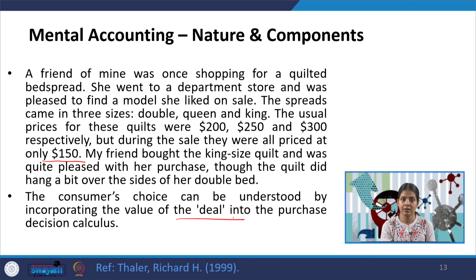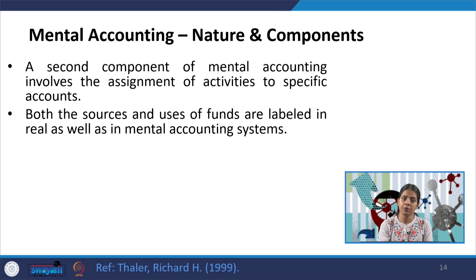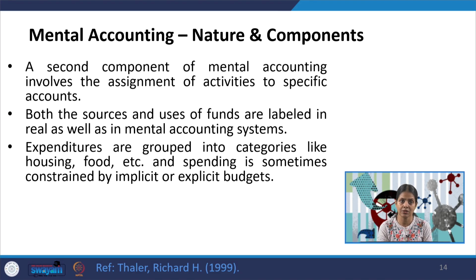So, here the individual purchased an oversized quilt just because she liked the deal. So, this kind of thing is also addressed by mental accounting and given certain terminology. A second component of mental accounting involves the assignment of activities to specific accounts. Both the sources and uses of funds are labeled in real as well as in mental accounting systems.